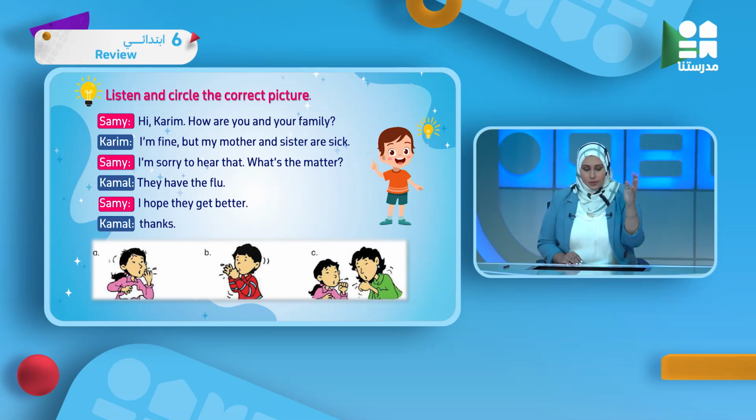Here Karim says, my mother and sister are sick. So which picture is the right picture? Very good. It is picture C. So both of them are sick. Okay? Now, let's move to something else.